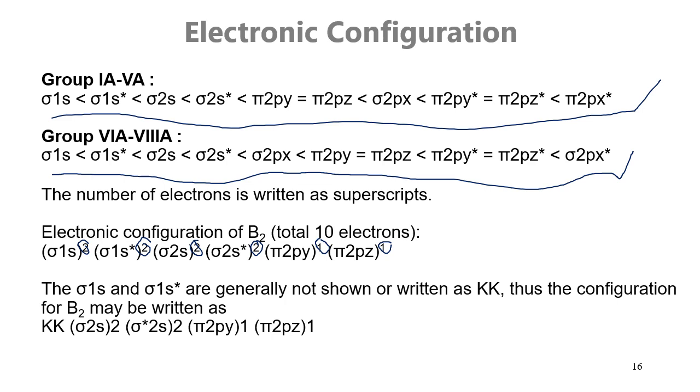And then the sigma 1s and sigma 1s star are generally not shown, always written as KK. Thus the configuration for B2 you can write as KK, and then you start with sigma 2s and so on.